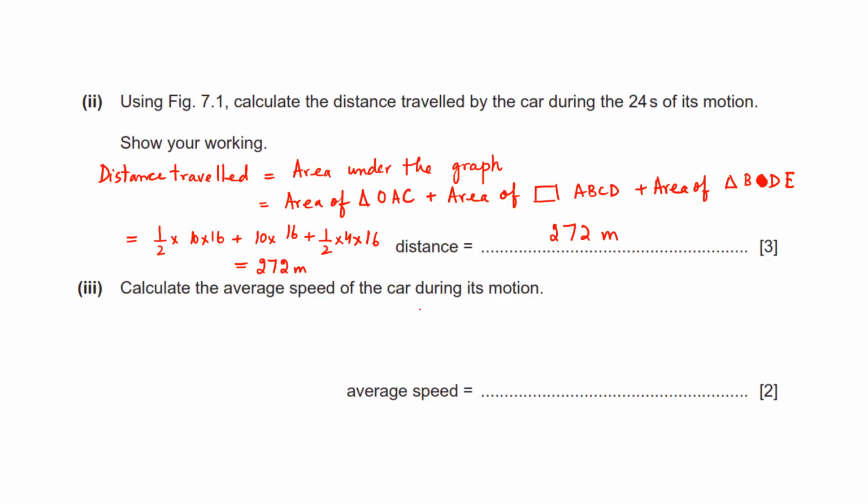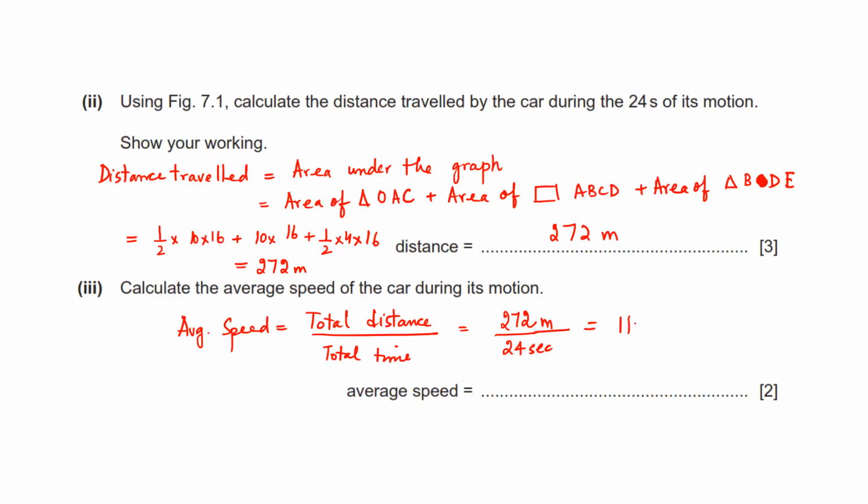Then it says calculate the average speed of the car during its motion. So the average speed is equal to total distance divided by total time. Total distance is 272 divided by total time, which is 24 seconds. And this comes out to be 11.333 meters per second. So the average speed is 11.333 meters per second.